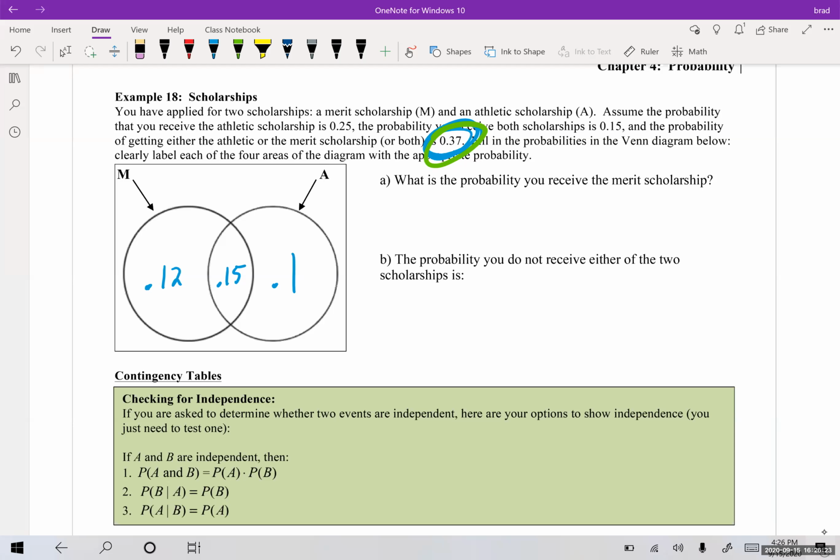Again, with Venn diagrams, don't let the surface area of the circles sway you. It's just a representation. Technically this is 0.15 and it looks smaller than 0.12.